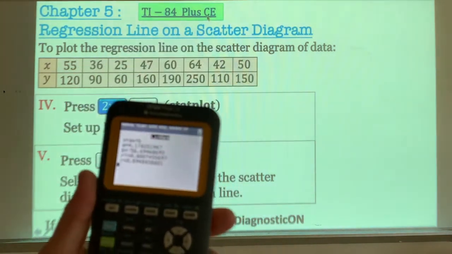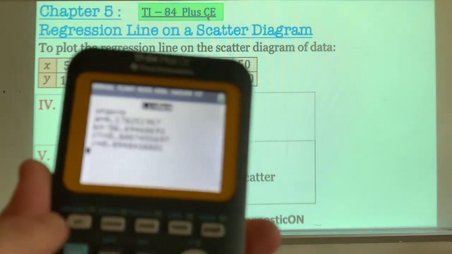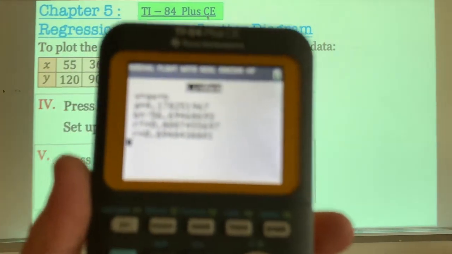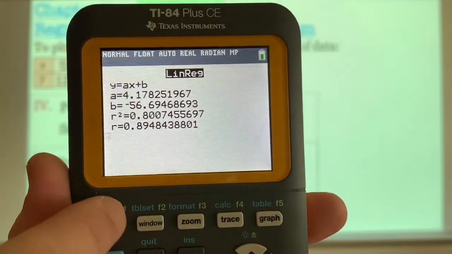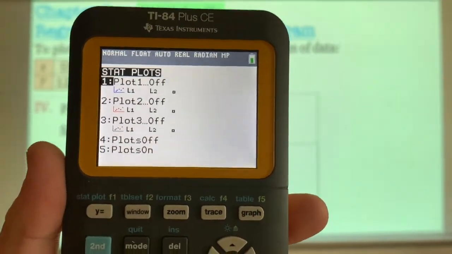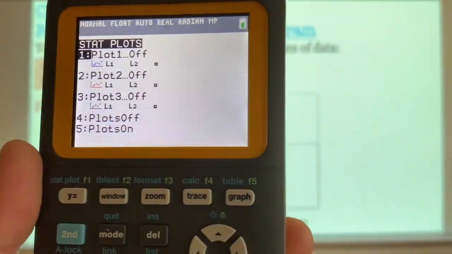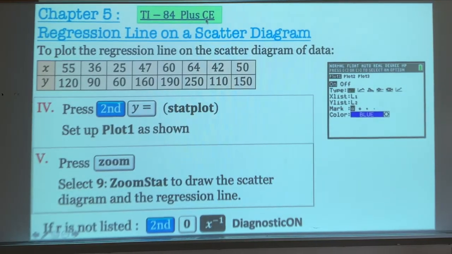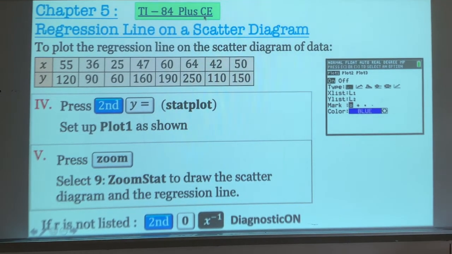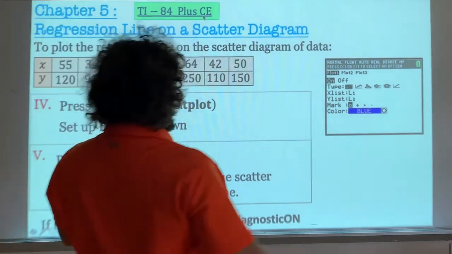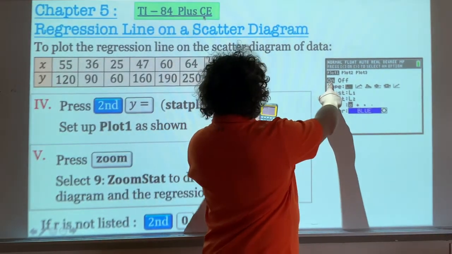So now I have it stored. I hit second, y equals. See, this is stat plot right here. So I hit the light blue button, second, and then y equals. All right, I'm going to set up plot 1 as shown. Can you see my light on here? Not really. All right, so my plot 1 I'm going to turn on.